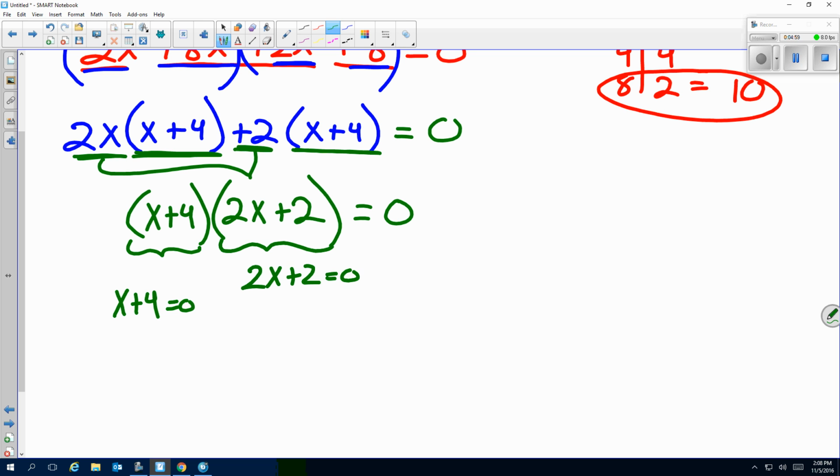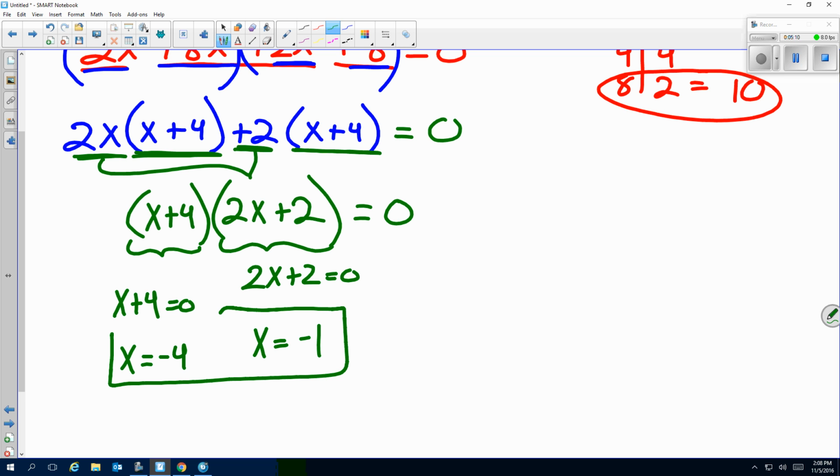2x plus 2 equals 0. This should look so familiar, you're probably moaning and groaning. But we know that the answer is x is equal to -4 and x is equal to -1. Same as we got in the previous example, because it's the same problem. We just used a different technique.